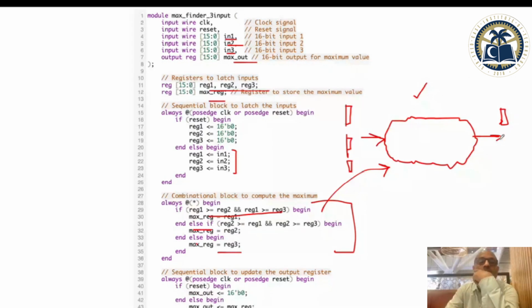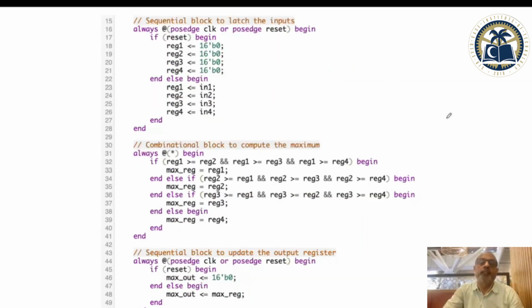Then I said, what if you have four inputs? So these are the four inputs, in 1, in 2, in 3, in 4. Though you are doing a lot of parallel comparison, you first decide whether register 1 is the maximum of all the other values. If not, then you check with register 2. If not, then you check register 3. And finally, it is register 4.